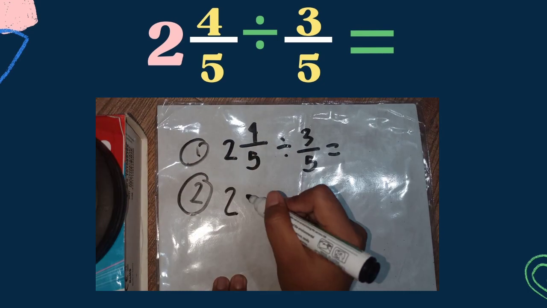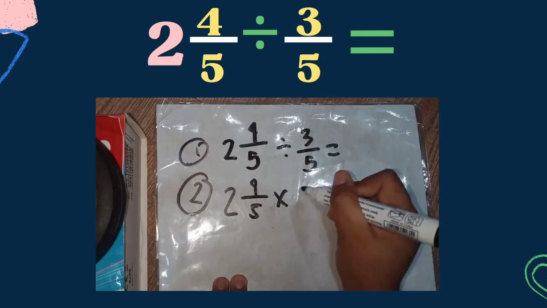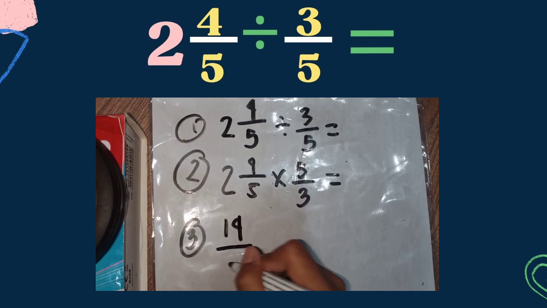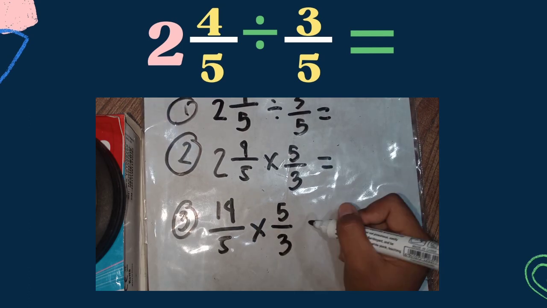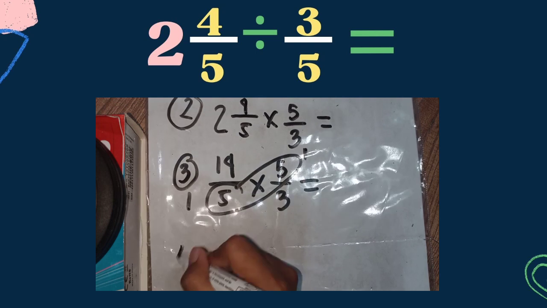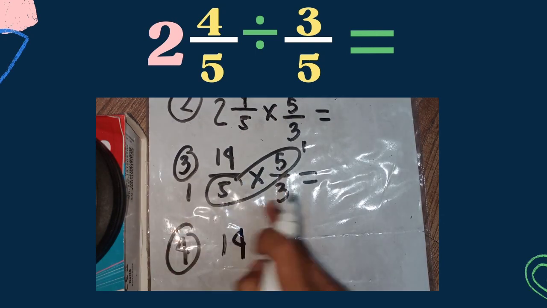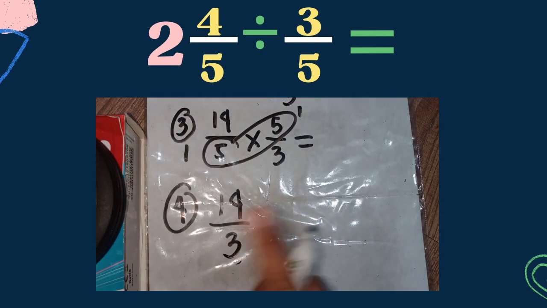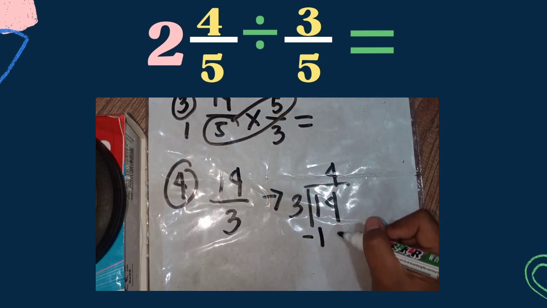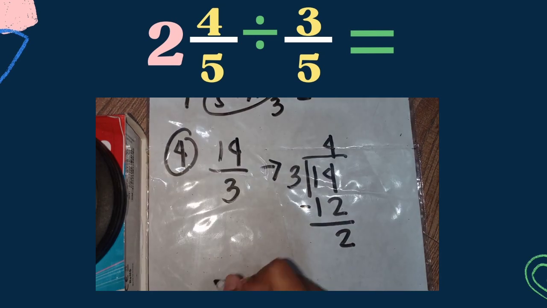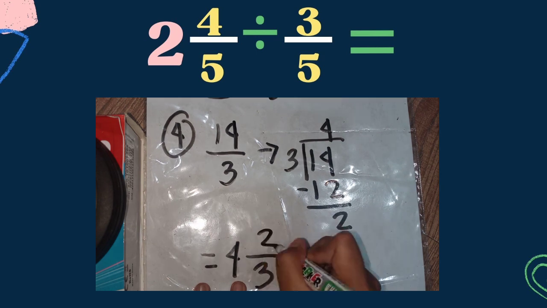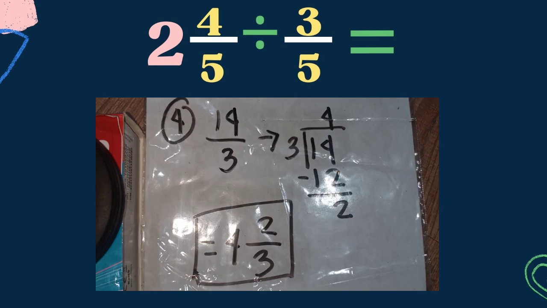And for the next one, first we have to change the operation. 2 and 4 fifths times the reciprocal, 5 over 3. Then let's get the improper fraction of the mixed number, which will be 14 over 5 times 5/3. And just use the cross multiplication. There we have 14 times 1 is equal to 14, and 1 times 3 is equal to 3. And that's an improper fraction, so we need to transform that into a mixed number. And there we have 4 and 2/3 as our final answer.